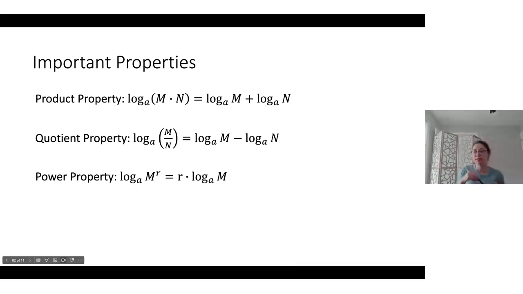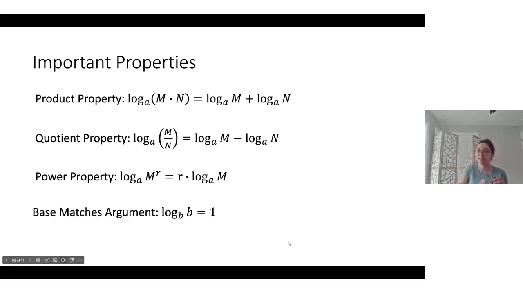Our next property is the power property. It says if I have log base a of m to the power of r, I can rewrite this as multiplication. So I can write this as r times log base a of m. This is a really important property when we get into solving exponential equations with logarithms. So we take the logarithm of our exponent, which allows us to then bring the exponent down and solve this more like a linear equation instead.